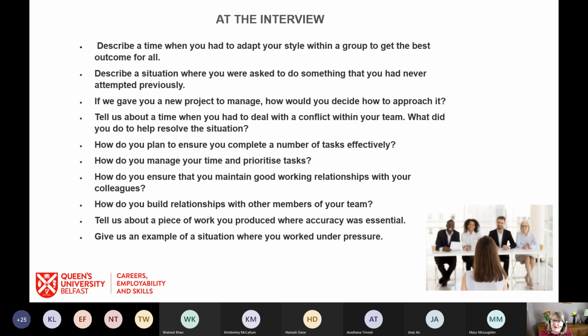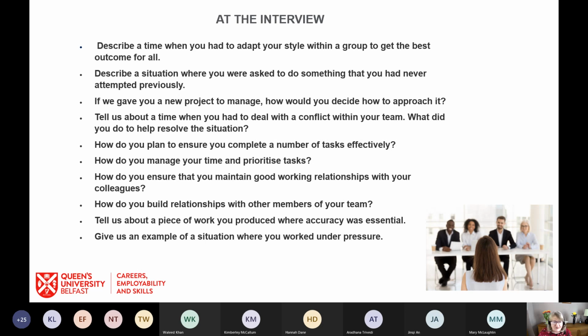So, just prepare your answers and put in the information that you feel is relevant to you and to the situation that you're describing. You don't have to be talking about 16 personalities or anything. Just use the information that you're gaining from these employability skills sessions and put in what you think is important in the particular answers. So some of the questions then: describe a time when you had to adapt your style within a group to get the best outcome for all.